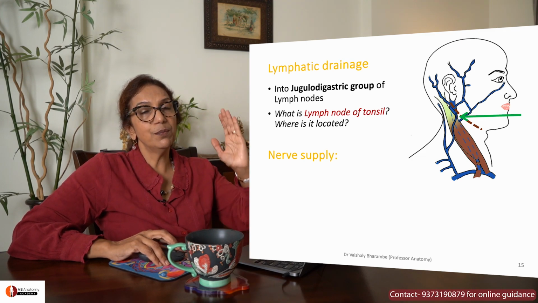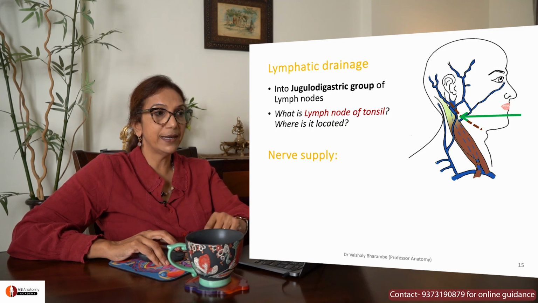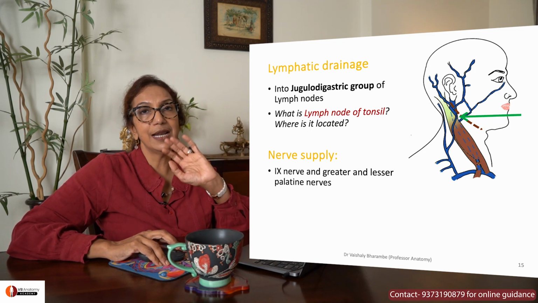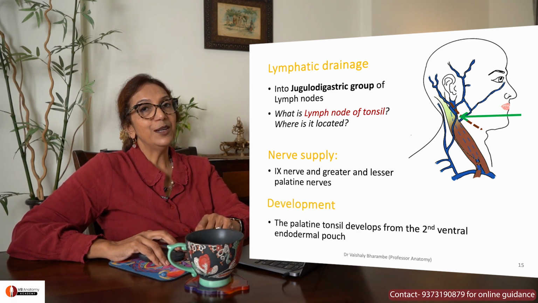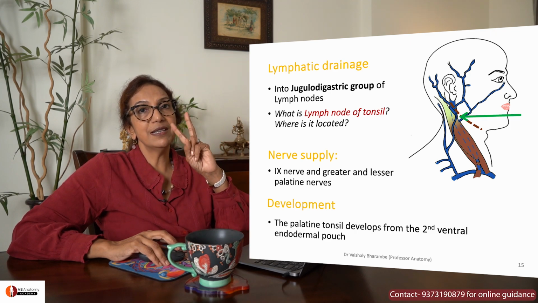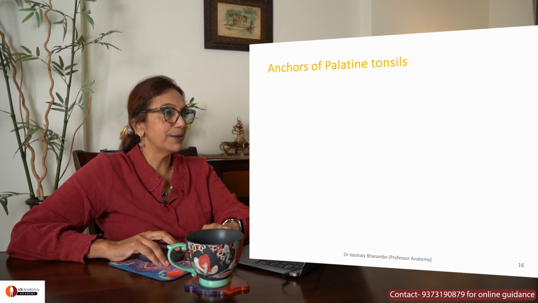You saw that from below, the glossopharyngeal was supplying the tongue and giving a branch to the palatine tonsil. But it also gets nerve supply from the greater and lesser palatine nerves. Developmentally, the palatine tonsil comes from the endodermal pouches. The ventral part of the second endodermal pouch develops into the palatine tonsil.